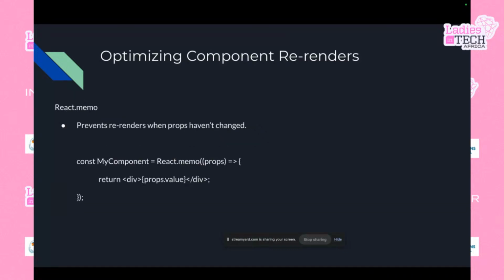All right. So now I've explained React memo and what it does. It prevents render when props haven't changed. Like I explained the other time, it only renders when the props change, when the value in the props has changed.